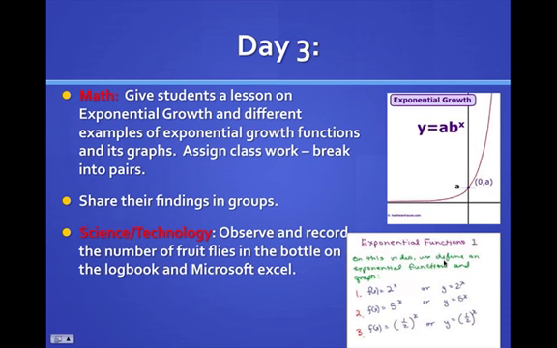Day 3. I'm going to give students a lesson on exponential growth and different examples of exponential growth functions and their graphs. I will assign classwork. Some examples will be these exponential function graphs: y equals 2 to the x power, y equals 5 to the x power, and y equals 1/2 to the x power. I'll have them graph them using the xy table, and they will share their findings in groups. Again, students will observe and record the number of fruit flies in the bottles on day 3, and log it and record it in Excel as well.